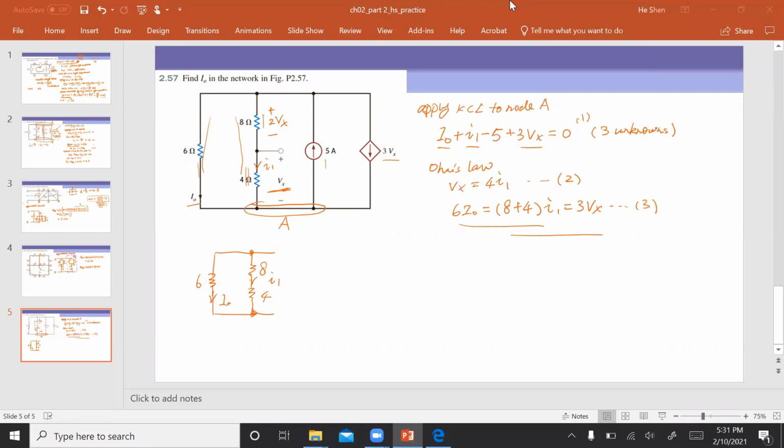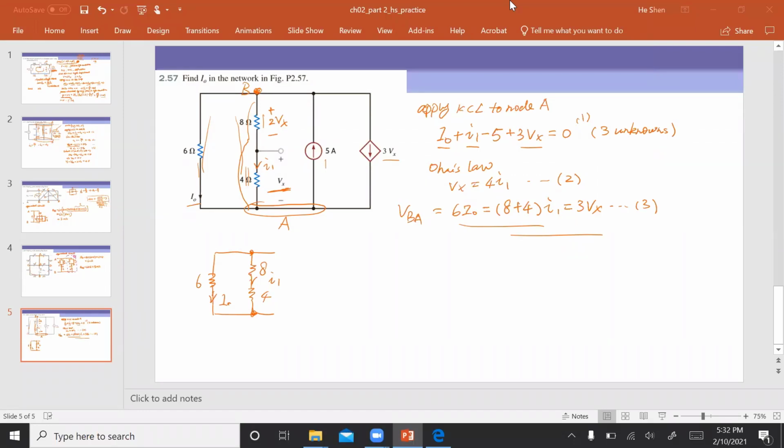Could you repeat how you got 3Vx? For this equation, we are trying to find the voltage drop from node B to node A. So this is VBA basically. If we find VBA, we can use the definition of voltage drop from B to A. The first voltage drop on this 8 ohm is 2Vx, plus the voltage drop on this 4 ohm, that is 1Vx. That's how we get 3Vx. Thank you.